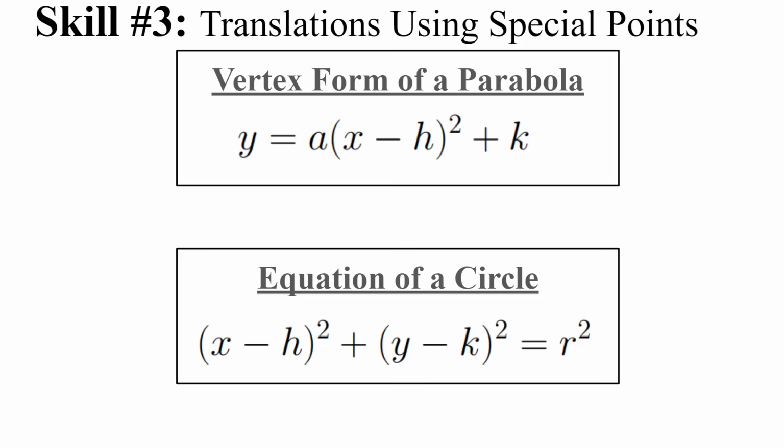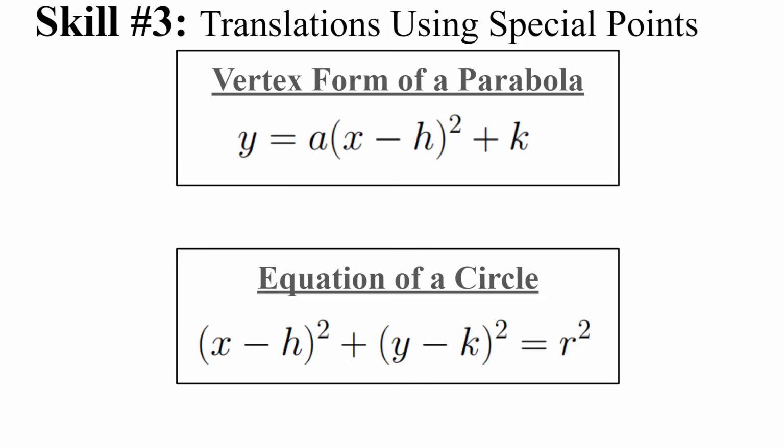Now, these h and k are not necessarily referring to horizontal and vertical shift. H and k in the first one are referring to the coordinates of the vertex, and h and k in the second one are referring to the coordinates of the center of the circle. So don't let that confuse you. It's not the same h and k. We just happen to use the same letter for these notations because they're all closely related.